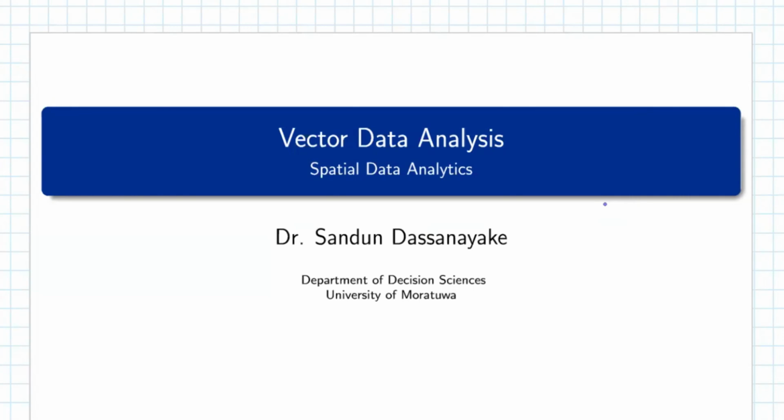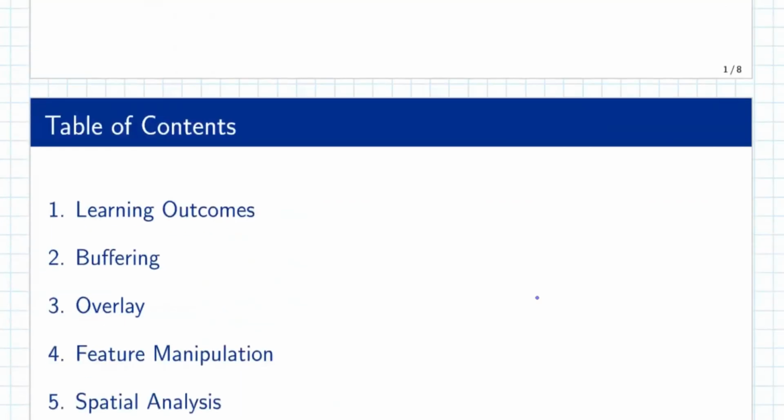Okay, so when we talk about vector data analysis, so far we discussed the raster data and vector data models. We talked about GIS software in general, and today we'll be talking about vector data analysis. When it comes to vector data analysis, there are several techniques that are commonly used. One such thing is buffering, and the other one is overlaying.